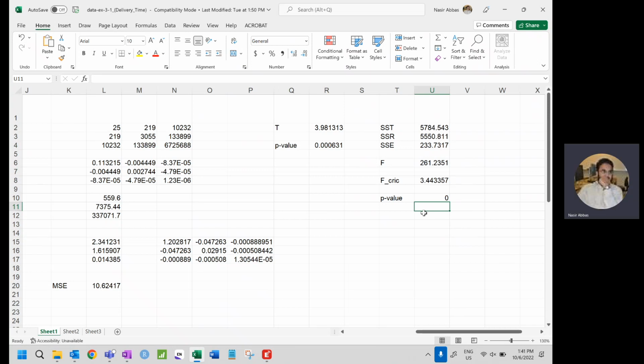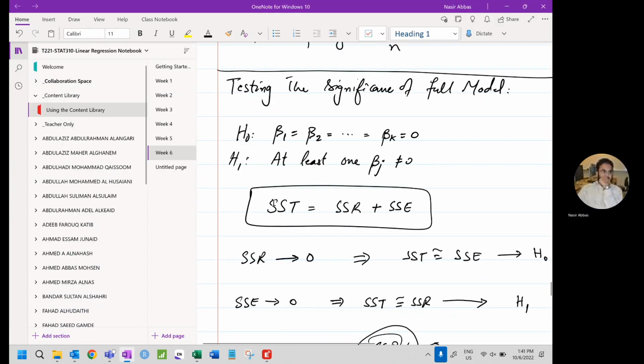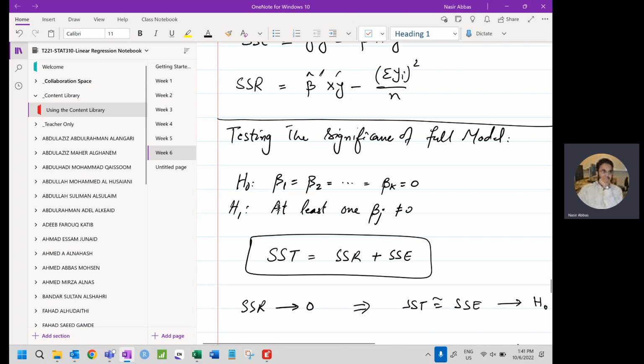I don't get the interpretation. The interpretation is if this H0 is true, if the betas are actually 0, then the probability of getting a value of F as big as 261 is 0. And how do we relate that to rejecting this H0? Because under this H0, the probability of getting F that big is 0, which means there is no chance of getting F 261 if H0 is true. And we did get F 261.